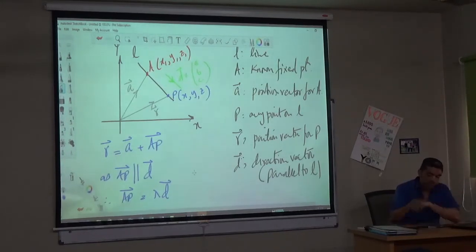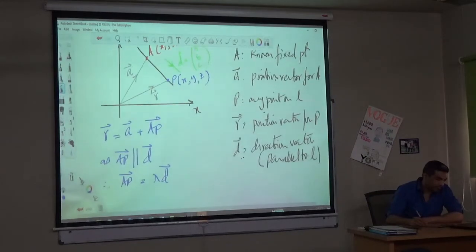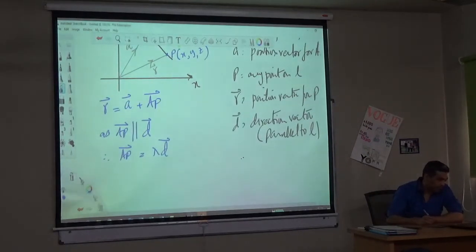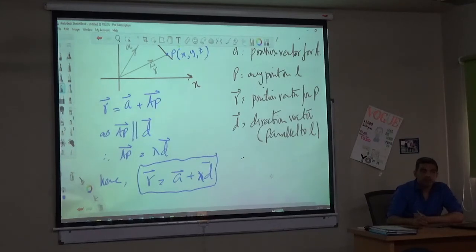Alright. So can I say, hence, R is equal to A plus lambda times D? Can I say that? Yeah. This is the vector equation of your line. R is equal to A plus lambda times D. Now, it's very simple.